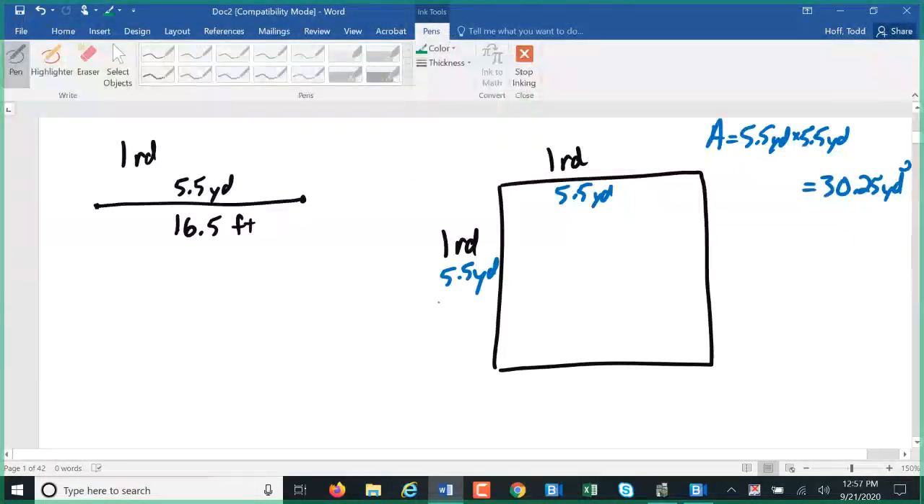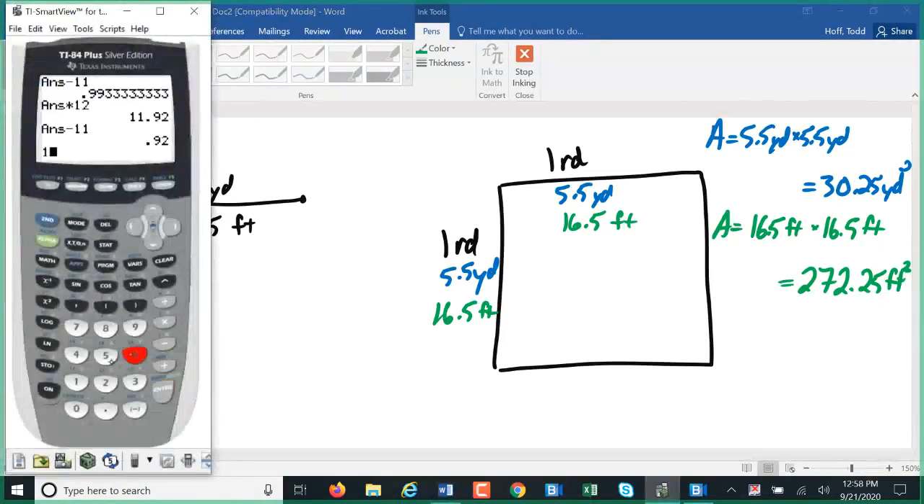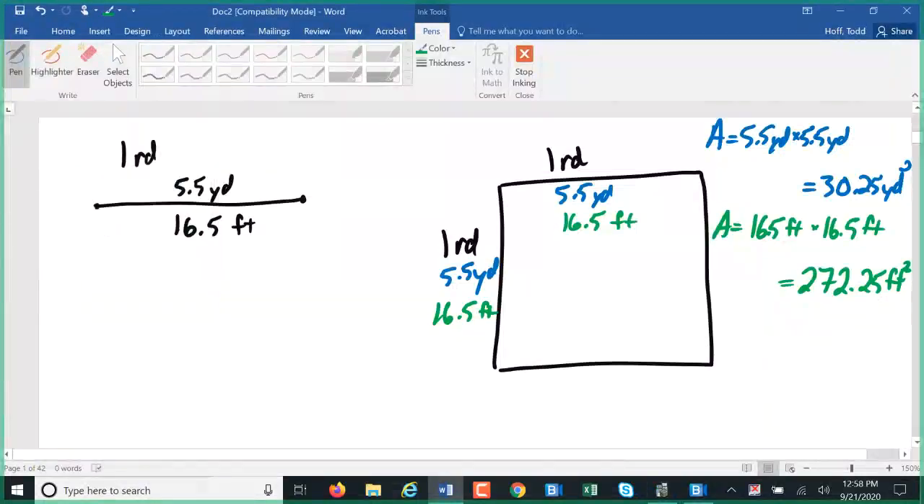or 16.5 feet by 16.5 feet, giving us an area of 16.5 feet times 16.5 feet, which is 272.25 square feet, I believe. Let me double check that. Yeah, it is 272.25.